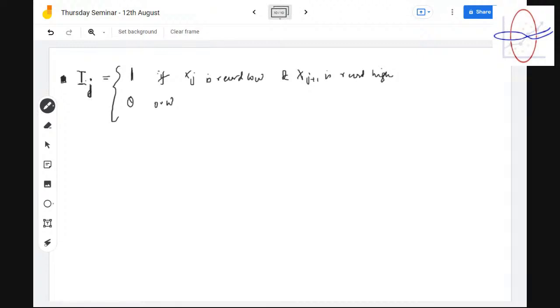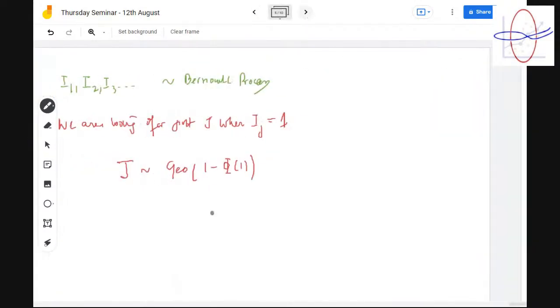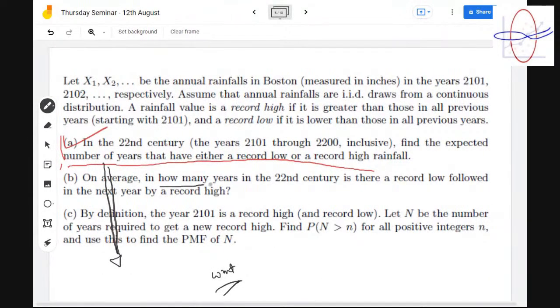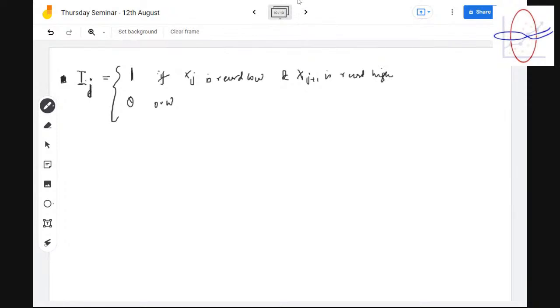That's why we have made this indicator variable, because the question revolves around finding the number of years. In how many years? That means, on average, the expectation of the number of years in the 22nd century such that there is a record low followed by a record high the next year. Okay? All of you understood this definition of the indicator random variable, why we define it like that? Any doubts? Did you understand it? Say yes or no. Any doubts?